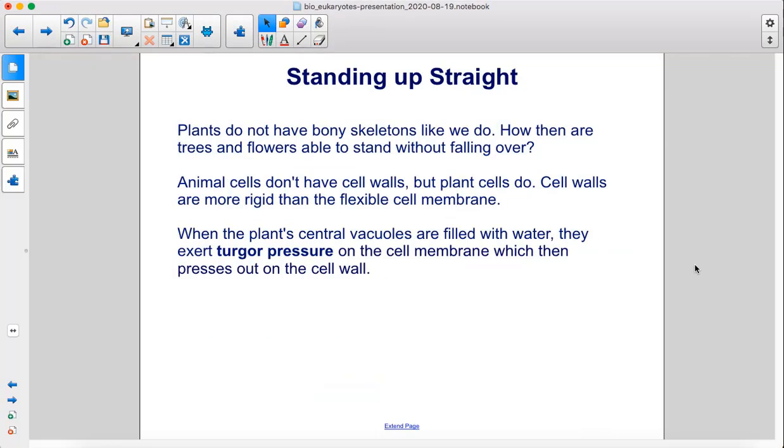Plants do not have bony skeletons like we do. How then are trees and flowers able to stand without falling over? Animal cells don't have cell walls, but plant cells do. Cell walls are more rigid than the flexible cell membrane. When the plant's central vacuoles are filled with water, they exert turgor pressure on the cell membrane, which then presses out on the cell wall.